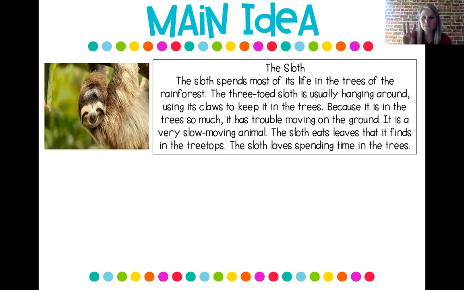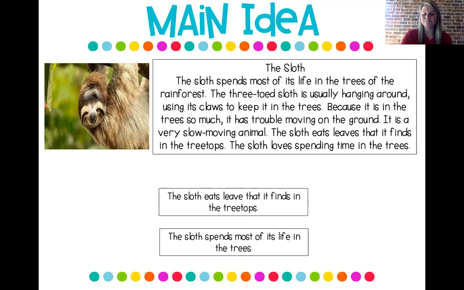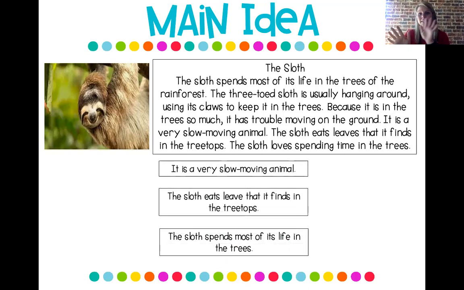Okay, so let's look at these three choices here. We're going to sort whether we think these three choices are, one's going to be our main idea and two are going to be more supporting details. Our first one says the sloth's a very slow moving animal. The second one says the sloth eats leaves that it finds in the treetops. And the third one says the sloth spends most of its life in the trees.